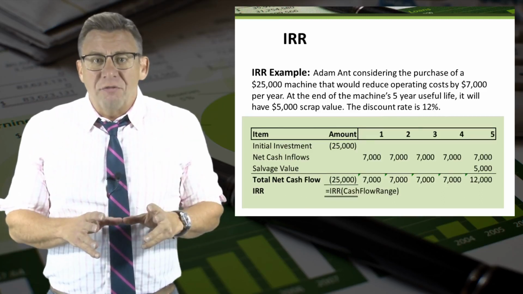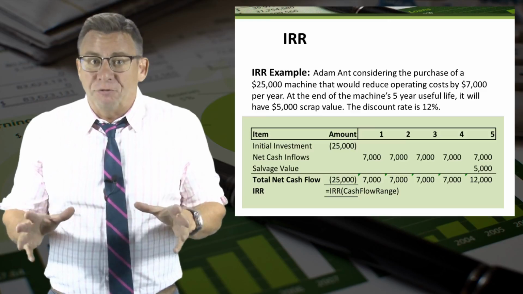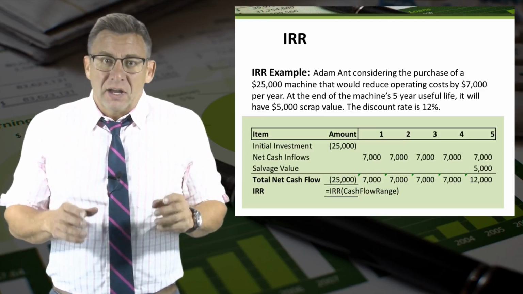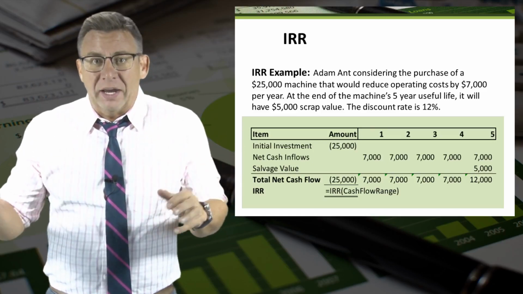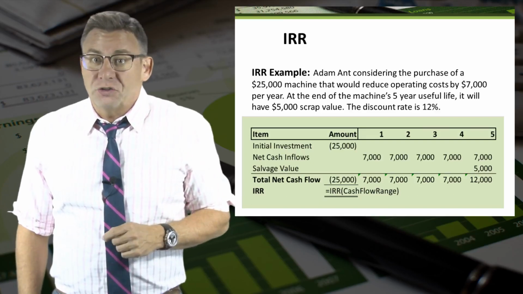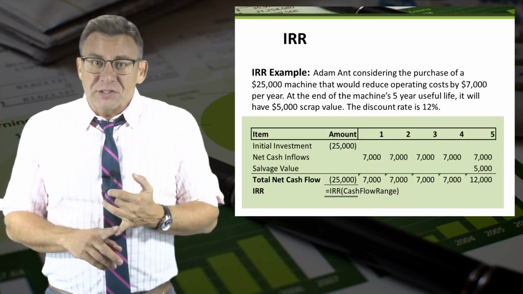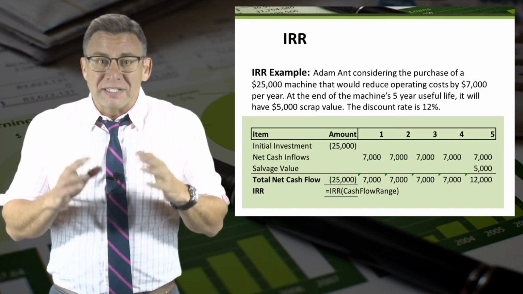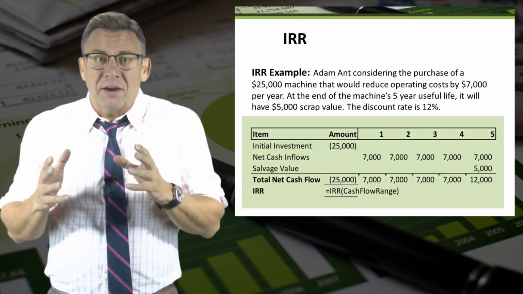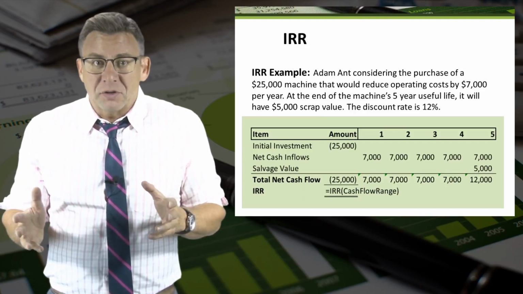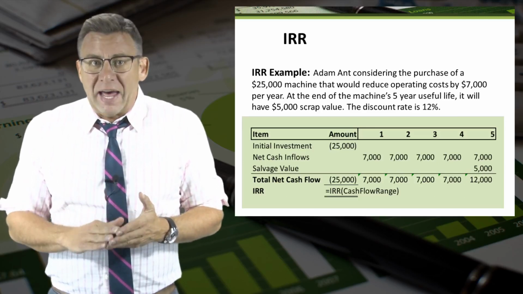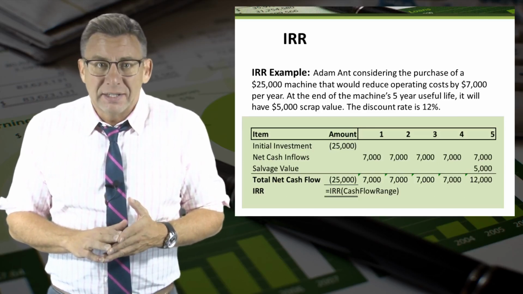Then I can solve for IRR using the Excel formula equals IRR, open parentheses, and then you highlight the cash flow range, close parentheses. Two things to remember in order to solve this correctly. First is to make sure the initial cash outflow is negative. There is no way to determine the return on investment if all the numbers are positive. The second is the order of cash flows in the range has to be correct.